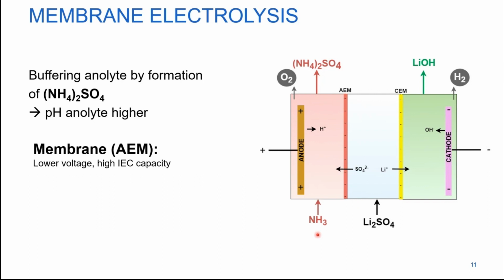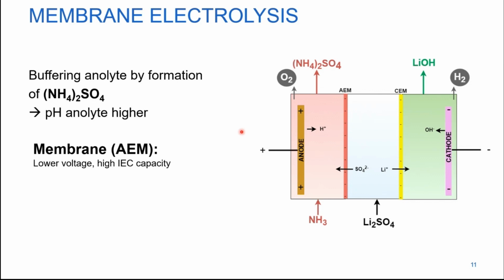For example, instead of producing an acidic solution, you will insert a buffer solution in your anode. For example, ammonium. This ammonium then, with the protons generated at the anode and the sulfates migrating into this compartment, will form ammonium sulfate, which then can be recovered as a compound and also valorized.